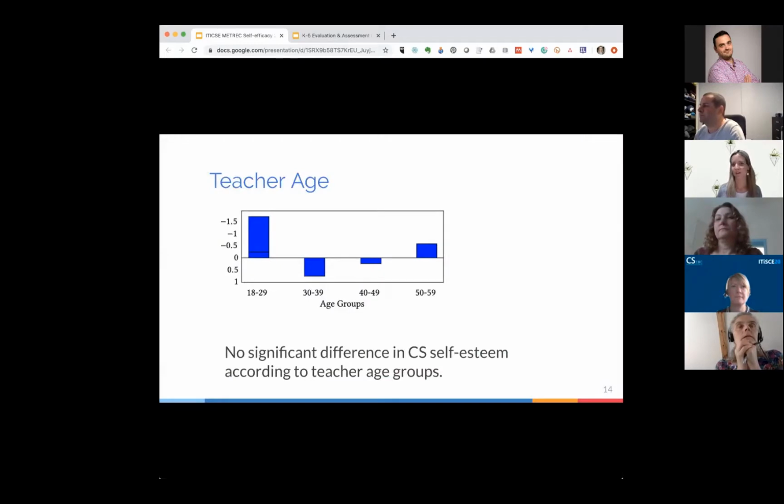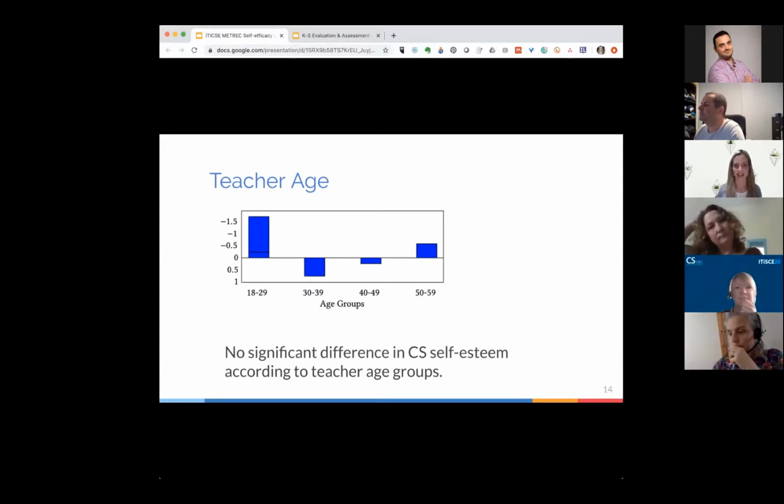Now we're going to have a look further into CS self-esteem according to our variables. I should note that the PCA algorithm produced a single value with a high self-esteem as a negative value, while a teacher with low self-esteem was reported as a positive value. But in the graphs on the screen here, we've flipped the axis so that you can see the positive self-esteem above and the negative below.